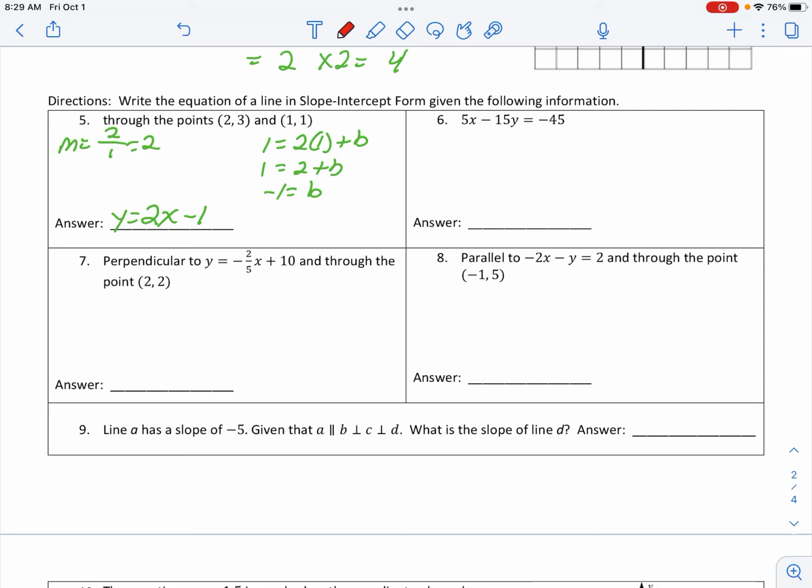Okay, number 6, got to get y by itself. It's a positive 5x. I'm going to subtract 5x from both sides. I'm going to come around and divide by negative 15. Now, negative 5 divided by negative 15, that's 1/3. And negative 45 divided by negative 15, that's a positive 3. So y equals 1/3 x plus 3.